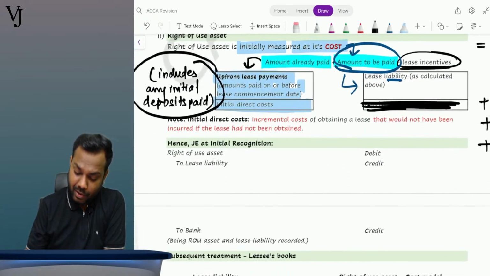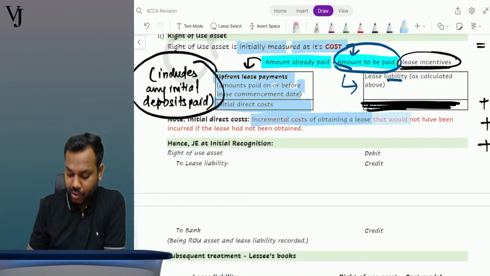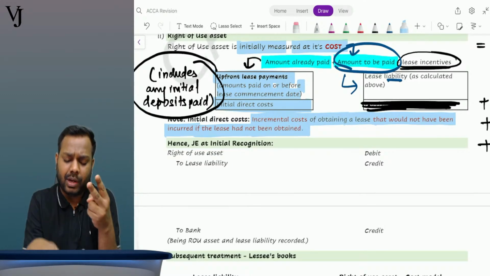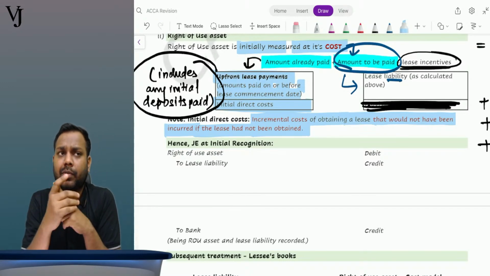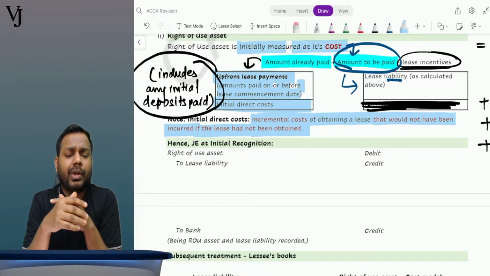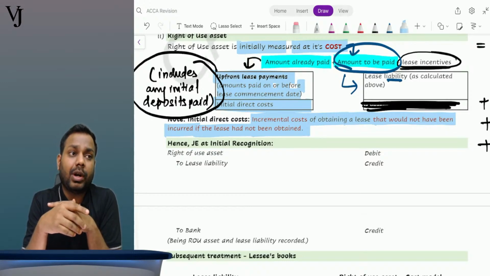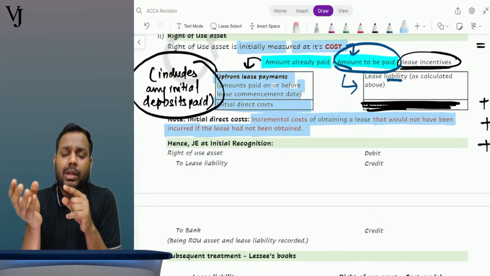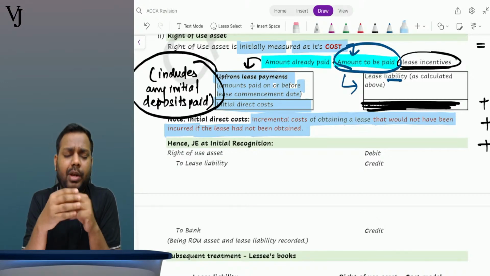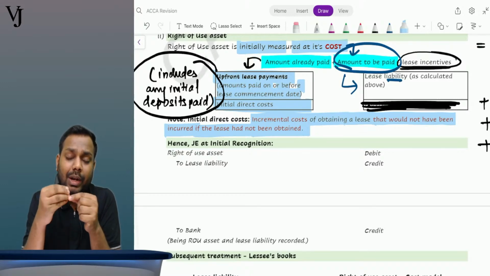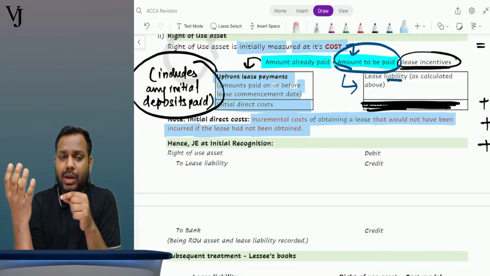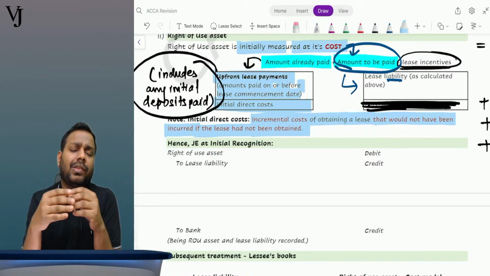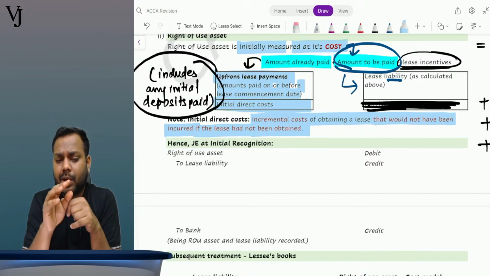Now it says initial direct cost means the incremental cost of obtaining a lease that would not have been incurred if the lease had not been obtained. I will give you two examples, okay? You have to tell me whether it is an initial direct cost or not. Example number one is brokerage. Brokerage means I have to pay an amount to the broker if I finalize any property. This will be incurred if and only if I take the property on lease, okay? So it is the incremental cost of obtaining a lease, or you can say the initial direct costs. So brokerage can be an initial direct cost.